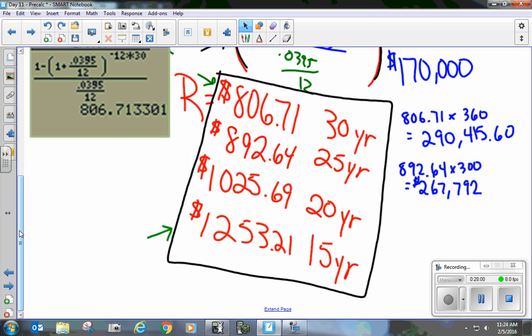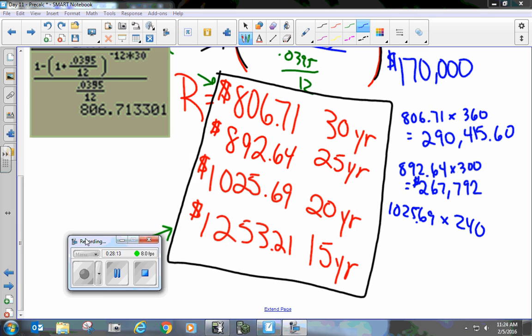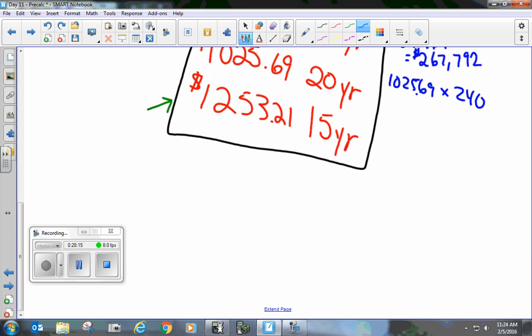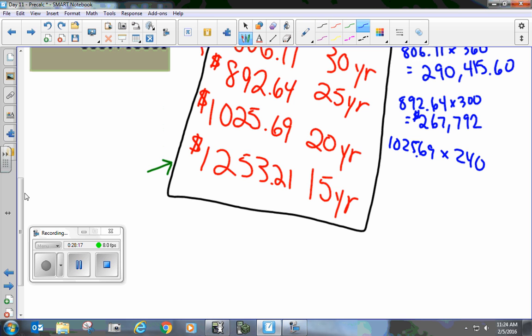Now, do me a favor. What about this one? If I'm at 1,025.69, okay, at 20 years, how many payments is 20? It's 240, right? Do that. Do what that is. 246, okay. 246, what? 165.67. Wow. That's $45,000, just about $44,000 less. That's a lot of money.